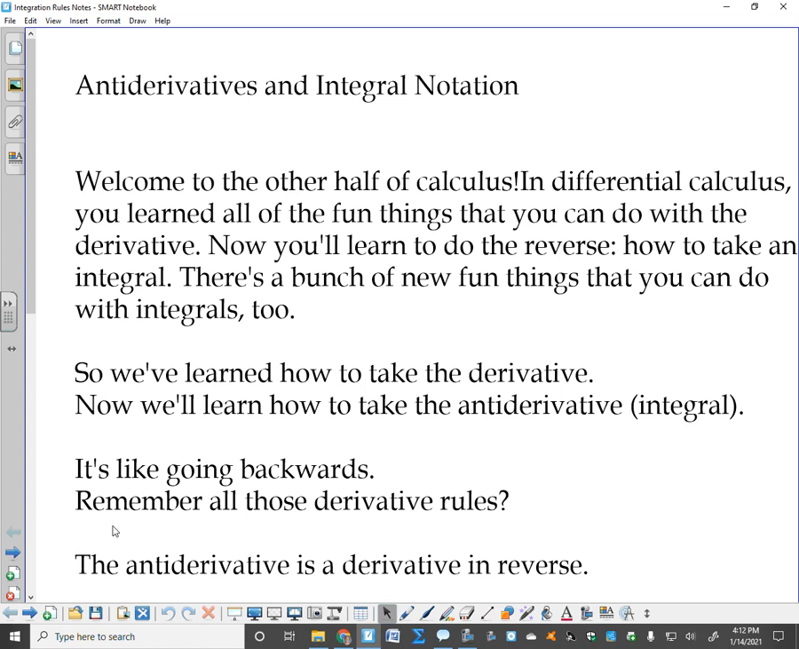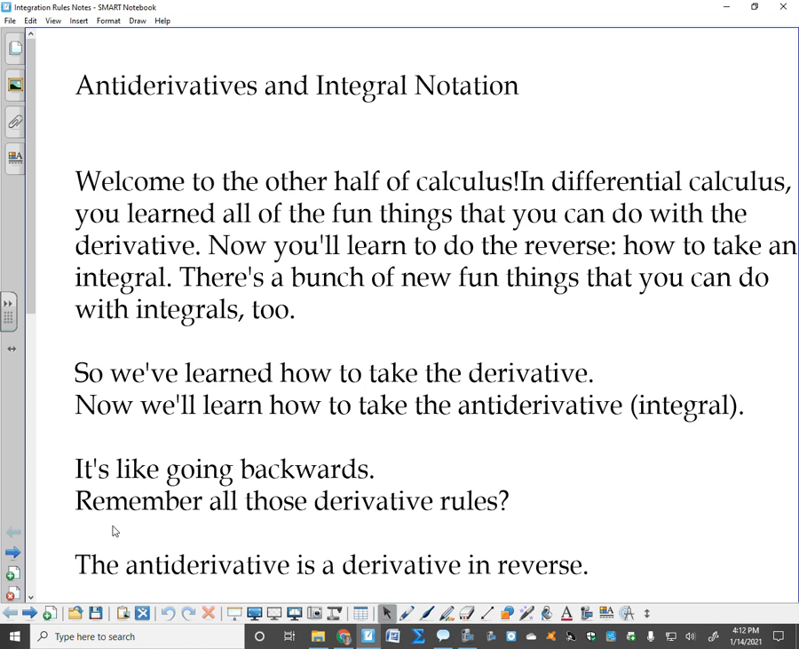Welcome to the other half of calculus. The first half of calculus you did was differential, taking the derivative. And now we're going to talk about the antiderivative, aka the integral. So whereas before for derivatives we differentiated, now we're going to integrate. So the integral is the type of problem. Integration is the act of taking the integral, and it is also referred to as the antiderivative.